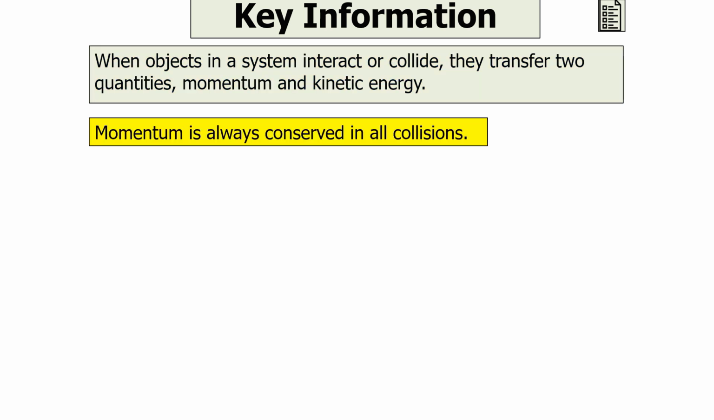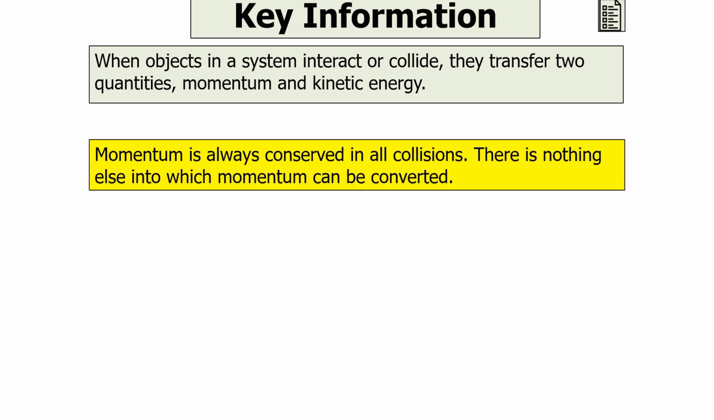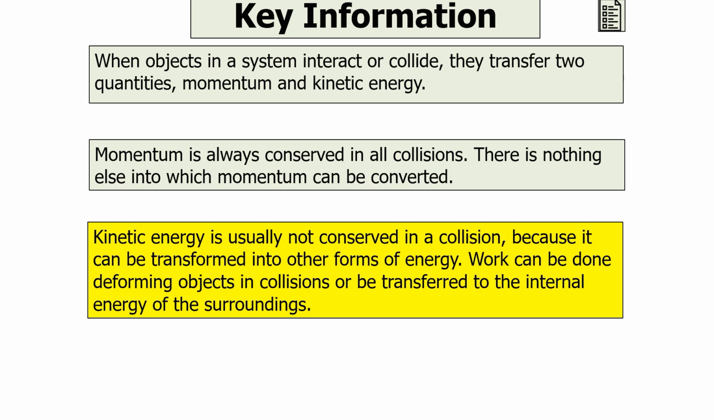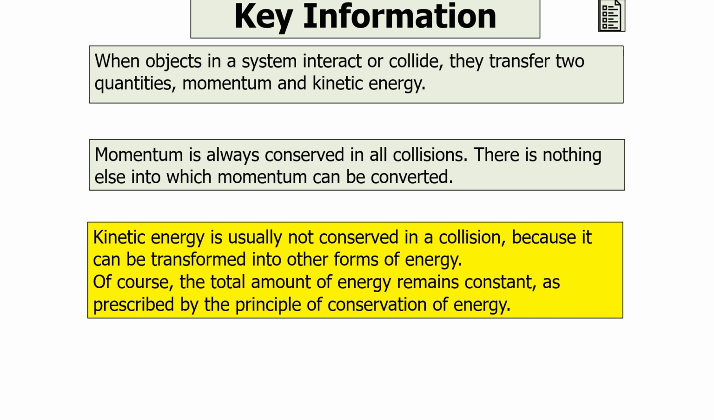Now momentum is always conserved in all collisions. This is because there is nothing else into which momentum can be converted. But kinetic energy is not usually conserved in a collision because it can be transformed into other forms of energy. Work can be done to deform an object in collisions or be transferred to the internal energy of the surroundings in things such as heat or sound. Of course, the total amount of energy remains constant as prescribed by the principle of the conservation of energy.